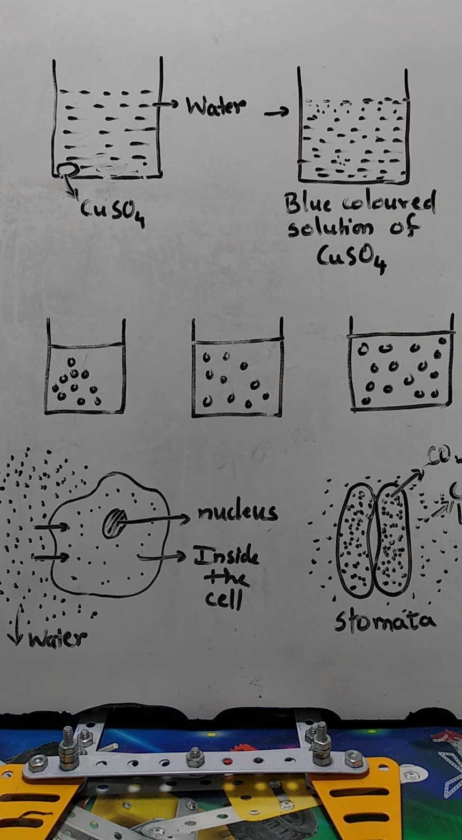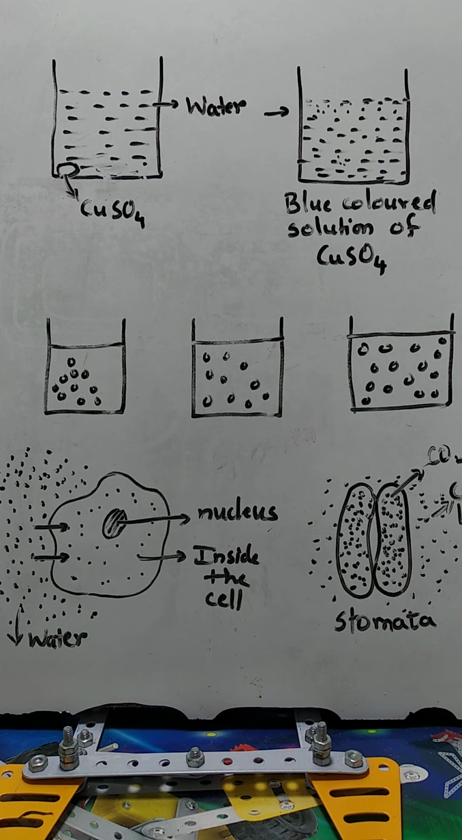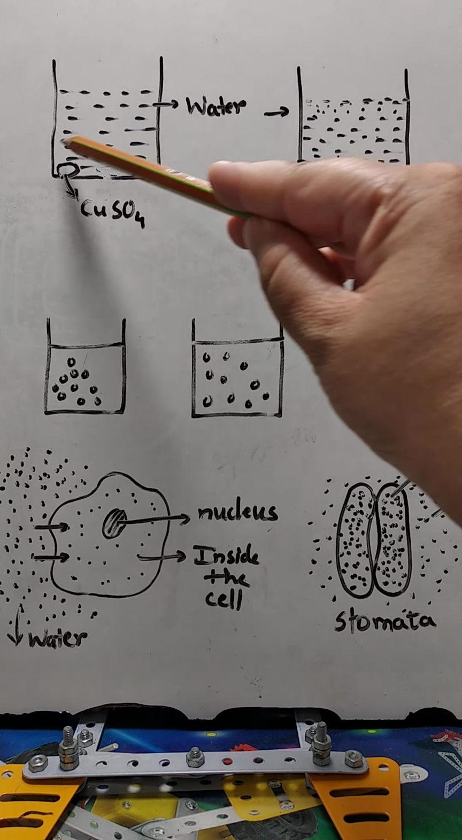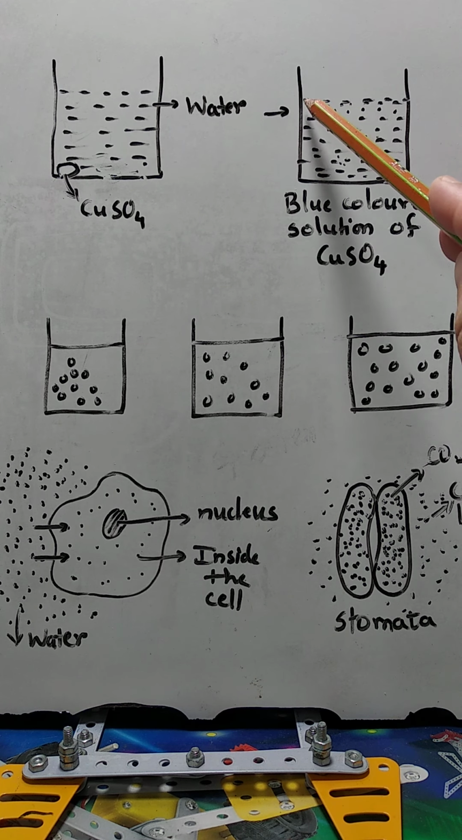The crystal of copper sulfate starts breaking into smaller particles. We have already seen the particulate nature of matter in the first chapter, so the same thing is happening. This crystal starts dividing itself into smaller and smaller particles, and these particles will move from higher concentration to lower concentration. So initially blue color will be seen over here. Then after some time I will see that the entire water has become blue. So it becomes a blue colored solution of copper sulfate.